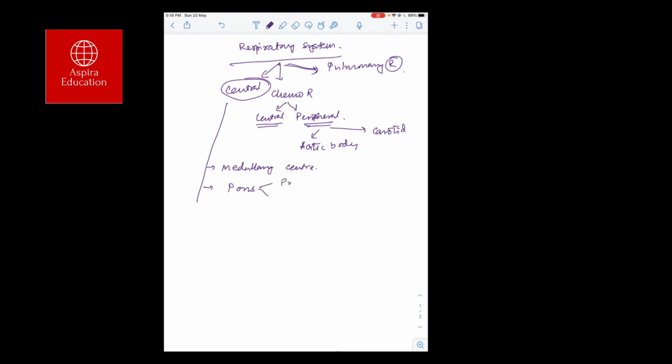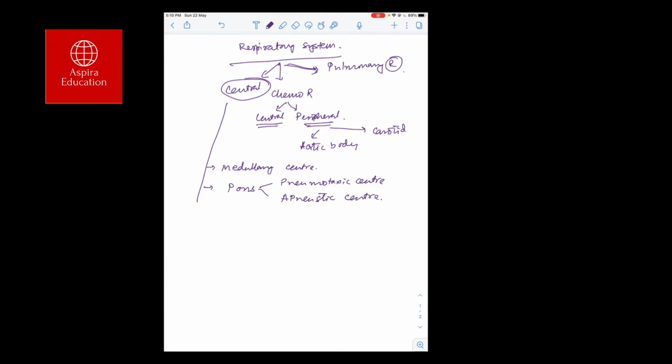One is in the upper pons, as per the classical theory of respiration. That is the pneumotaxic center. Usually questions do come from the classical theory of this, and the lower pons is the apneustic center.